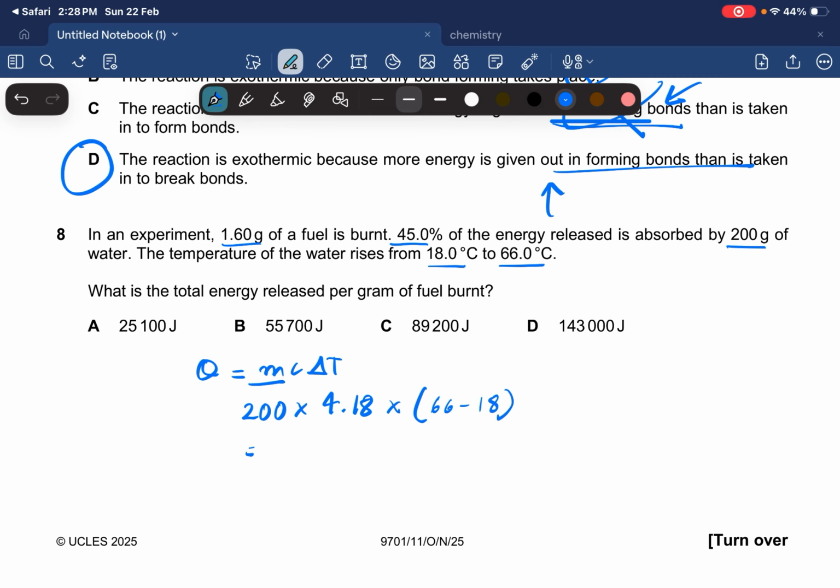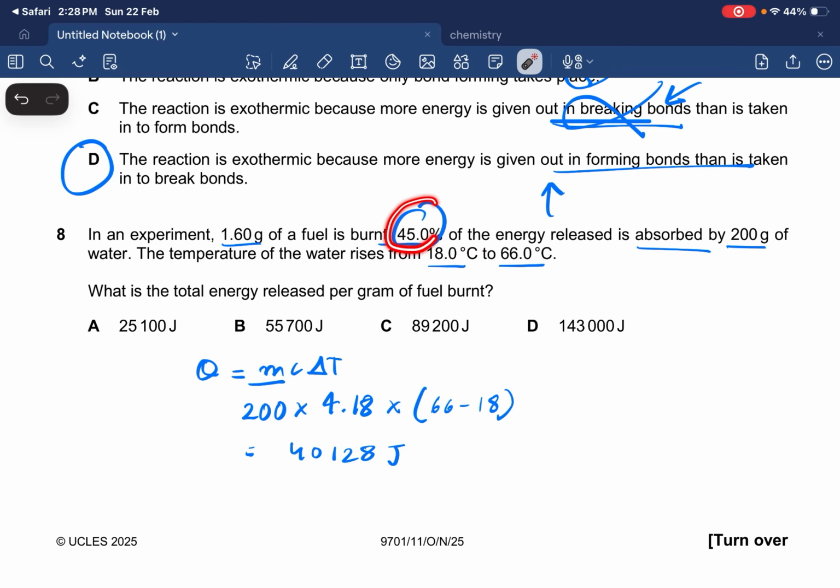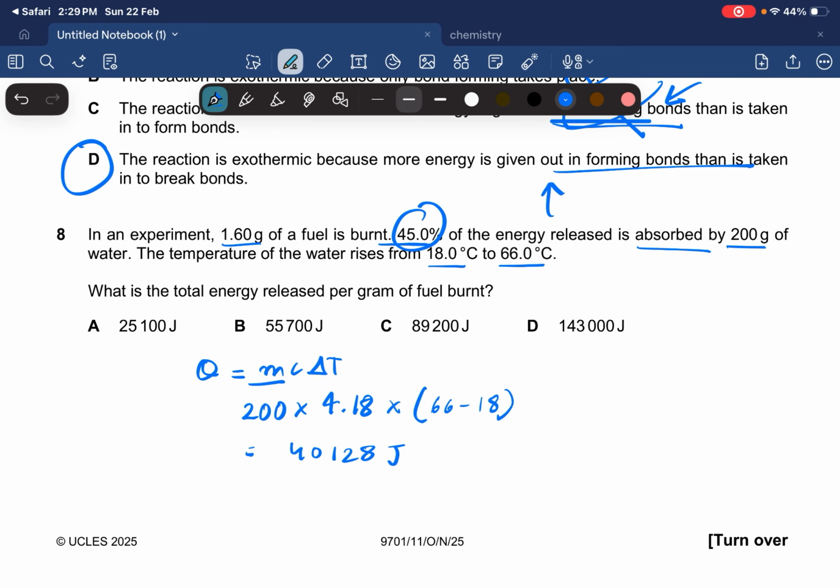How much energy are we getting? 200 into 4.18 times 66 minus 18. We're getting 40128 joules of energy. Now you've got to realize one thing. This is only 45% of the total energy, because 45% of the energy released is absorbed. So that's only 45% of the energy that raised this much temperature. So how much energy is going to be 100%? If 45% is 40128, then 100% is going to be x.